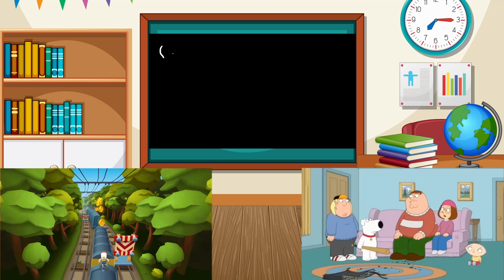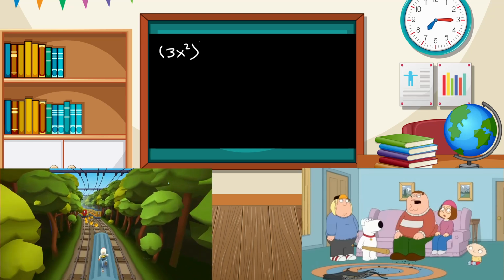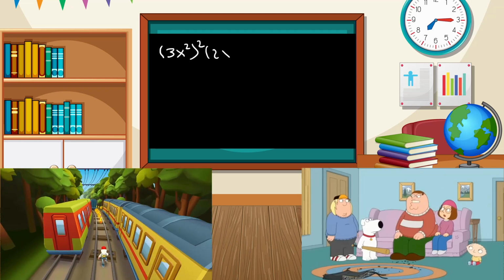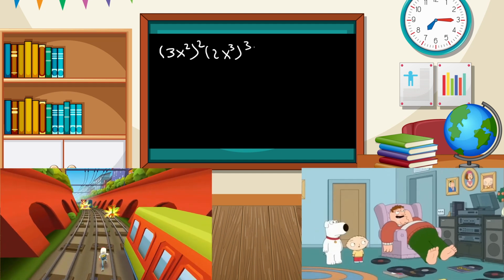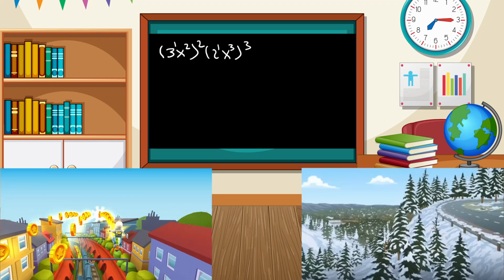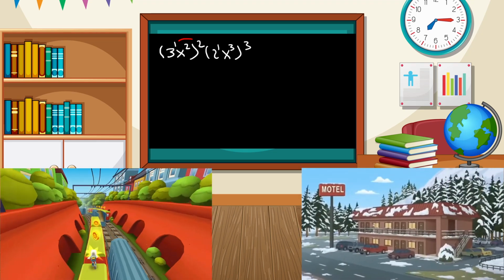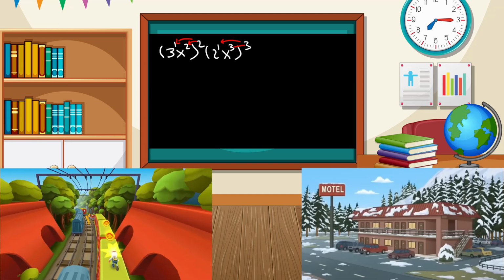Now, what about this example? Let's say we have 3x squared raised to the 2nd power multiplied by 2x cubed raised to the 3rd power. So this time we're multiplying monomials that are raised to some exponent. The first thing we should do in this case is distribute the 2 to everything on the inside and do the same with the 3.